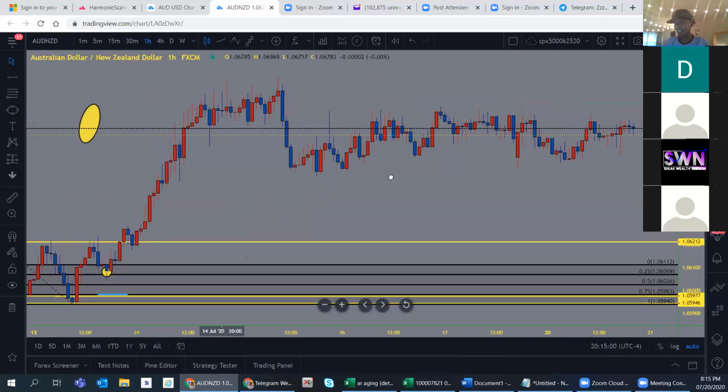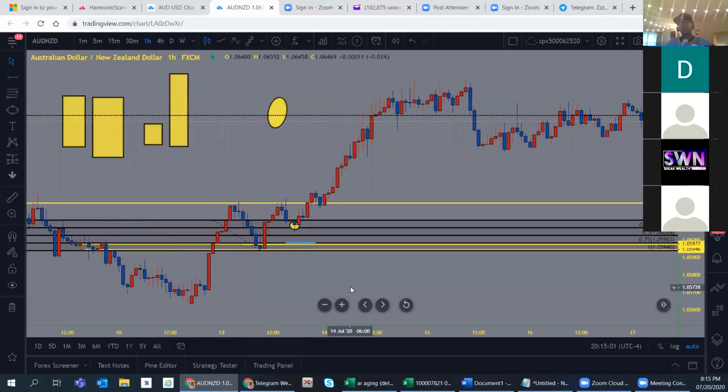Right here, right where you have it highlighted. Would you have entered on the wick or would you have waited till it closed and then entered? As soon as I hit the 25 line. As soon as it hit it, and then just set your stop for the 50 or the 75. Well, for new traders, I can say you can just wait. The first candle that's going to touch the 25, just wait for it to close.